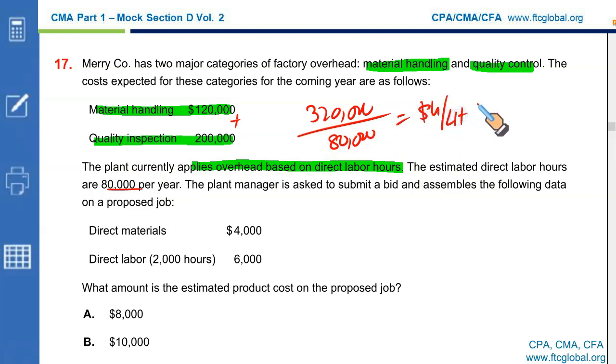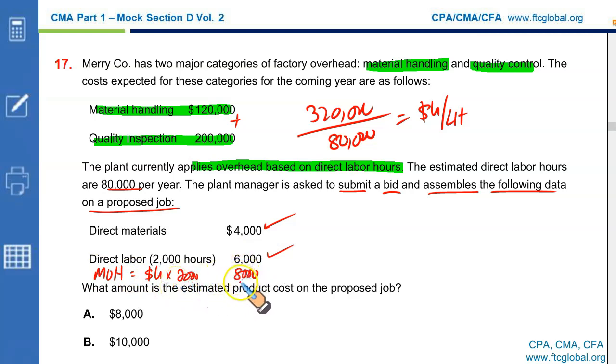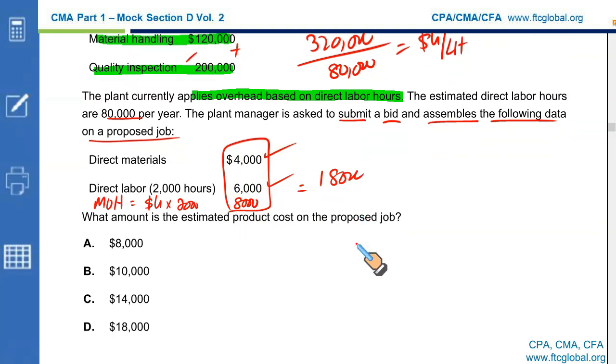Now, it further says the plant manager is asked to submit a bid and assembles the following data on a proposed job. The proposed job would require $4,000 of material. It would require $6,000 of direct labor cost. Now we need to apply the manufacturing overhead rate, that is $4 per labor hour. This job would require 2,000 labor hours. That means the manufacturing overhead applied would be 8,000. This 8,000 will contain a fraction of material handling and quality inspection. If you add all these, you should get your answer. $18,000 is the estimated cost for this proposed job. D.